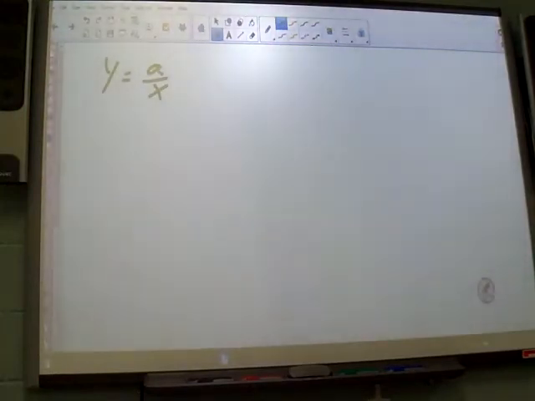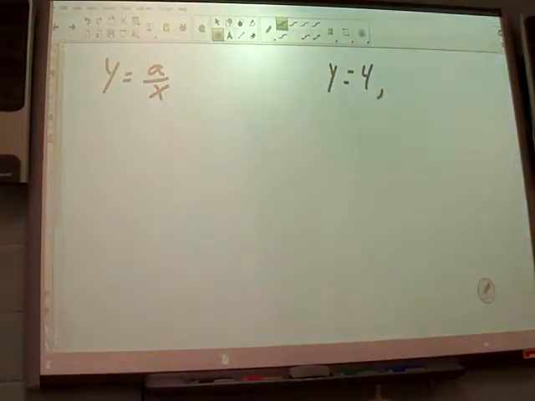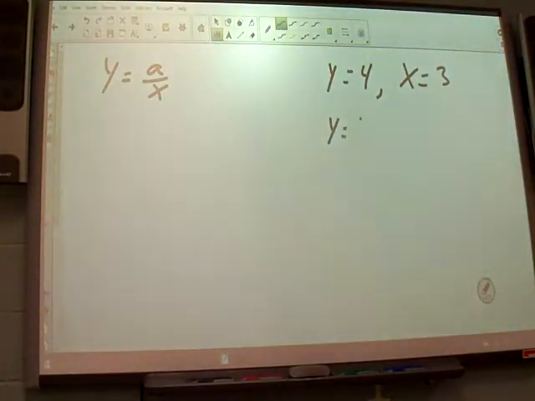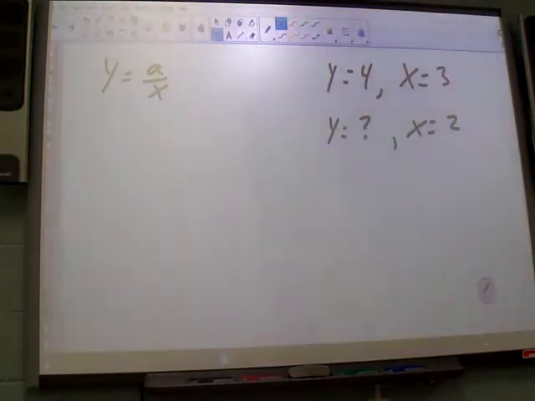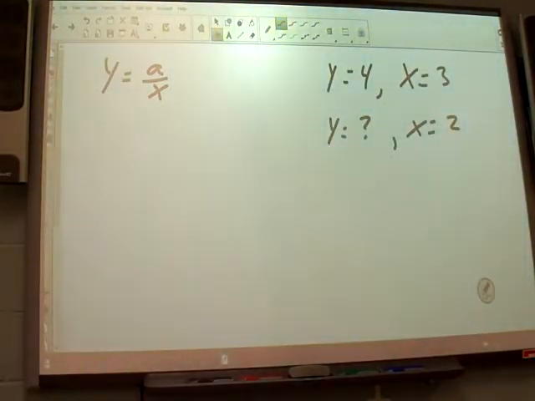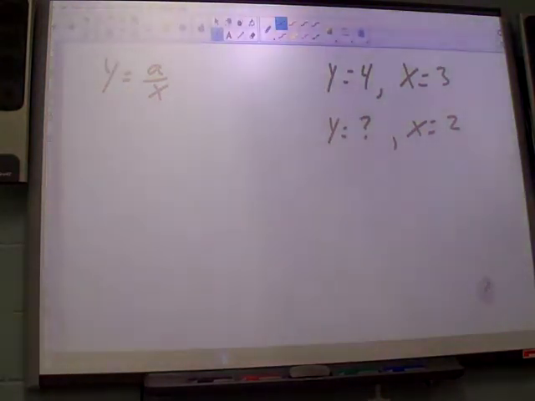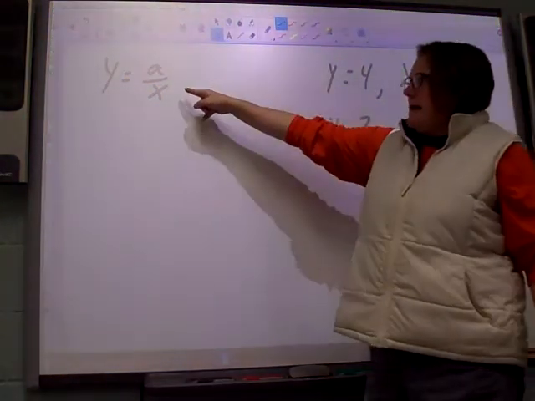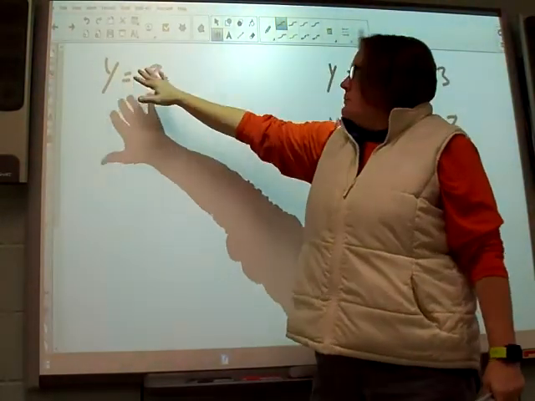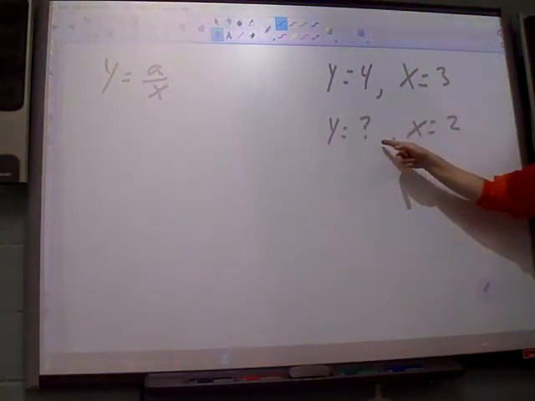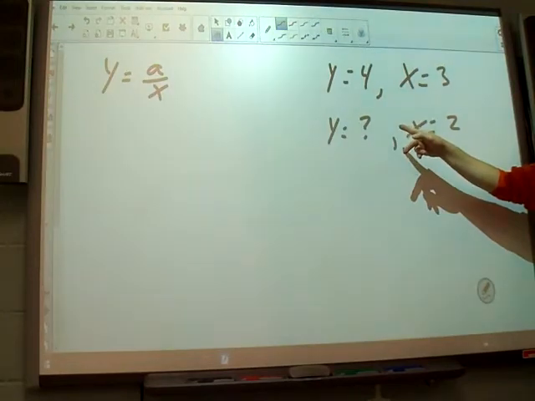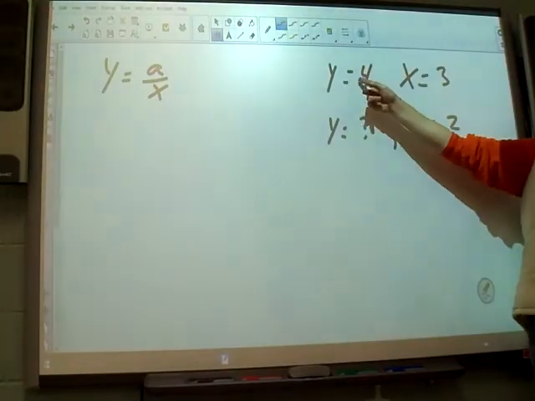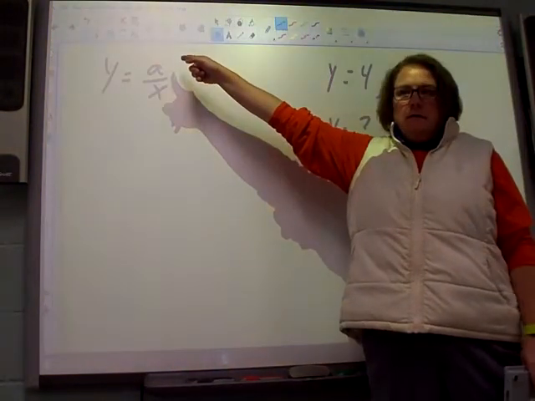Okay. So it says y equals 4 when x equals 3. Then it asks us to find y when x equals 2. Okay, so here's how this is going to roll. This is completed. We've got an x and we've got a y. So we can plug an x and a y in here to figure out an a. Then we can take that a to the partial to figure out the y. So we got to know a to figure out y. We can use this to figure out a.